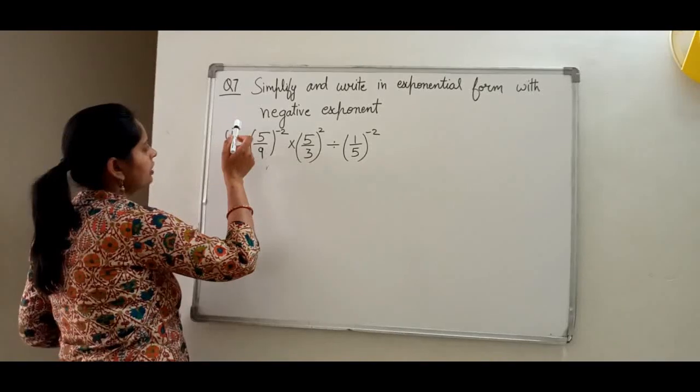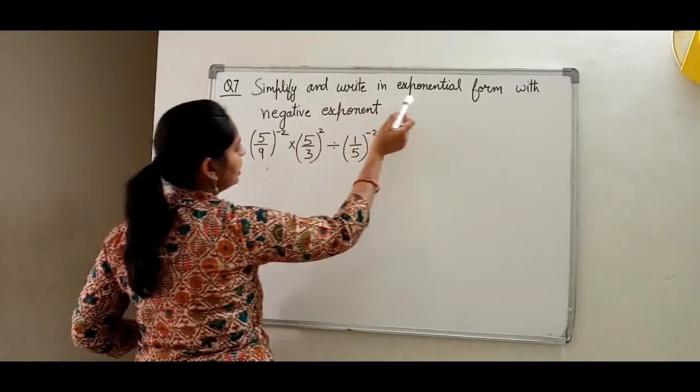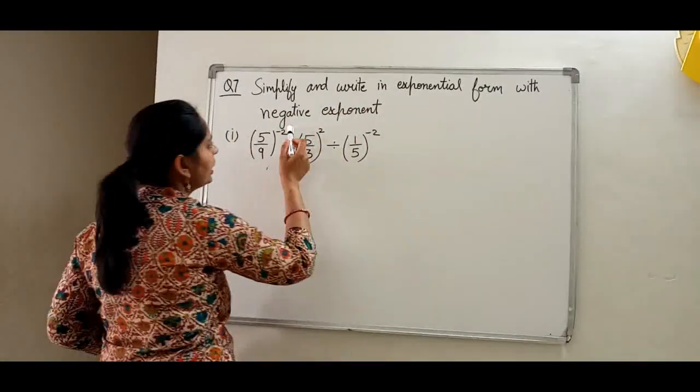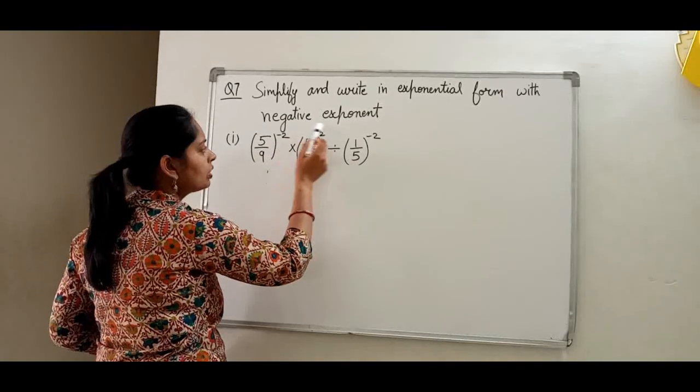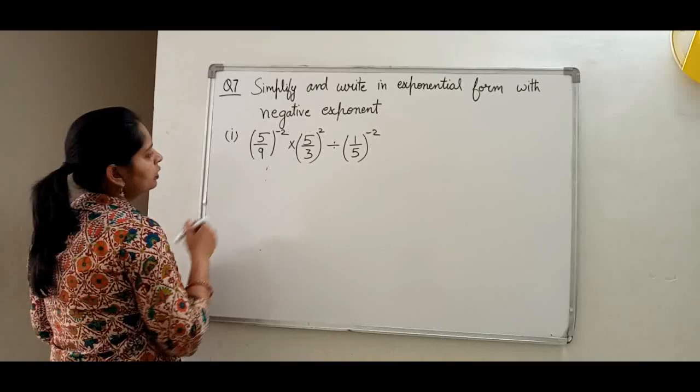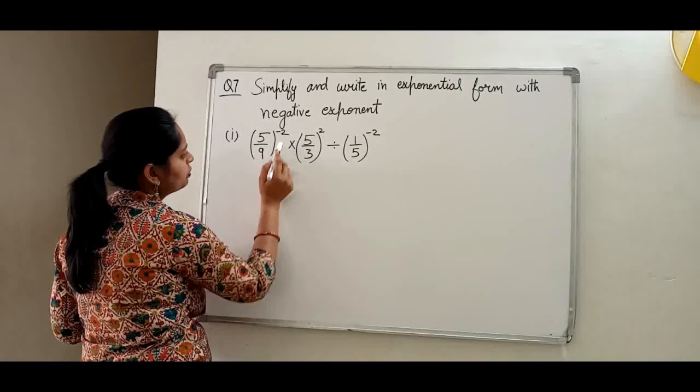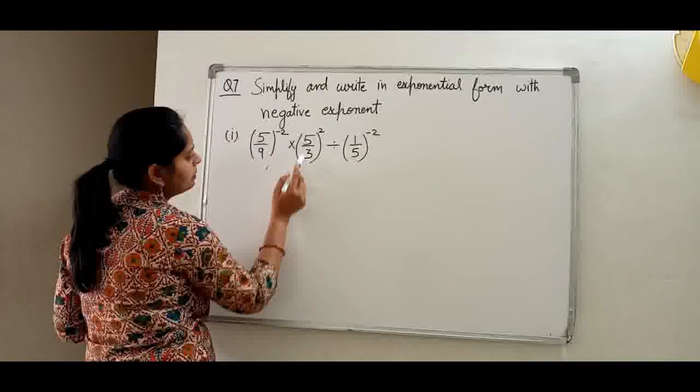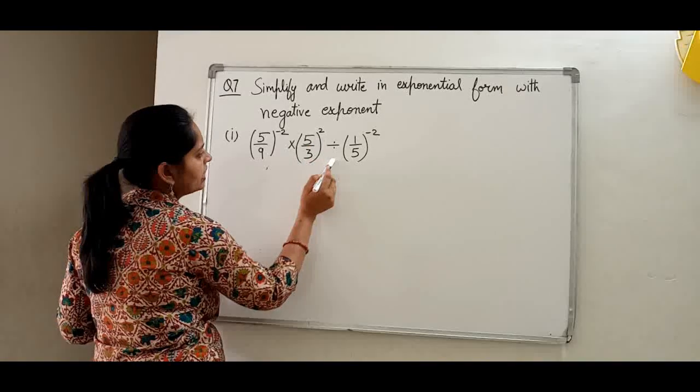Now see question number 7. Simplify and write in exponential form with negative exponents. Means we have to leave the answer with negative exponent. So let's solve it. See the question: (5/9) whole to the power minus 2 multiplied by (5/3) whole to the power 2 divided by (1/5).